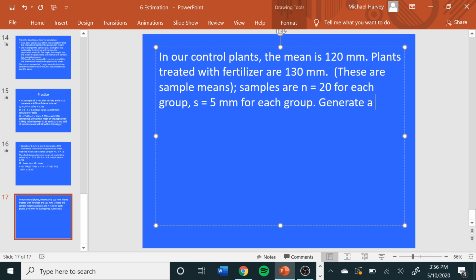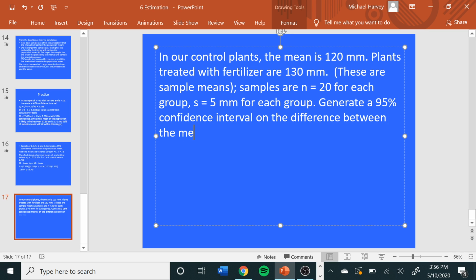So we're going to generate a 95% confidence interval on the difference between the means. Let's say the population means. What do we need? We're obviously going to need a difference between the sample means. So we have M fertilizer minus the mean of the controls. Let's make it positive. What's that equal to? That's 130 minus 120, and that's equal to 10. That's the difference between the means. We need our degrees of freedom.